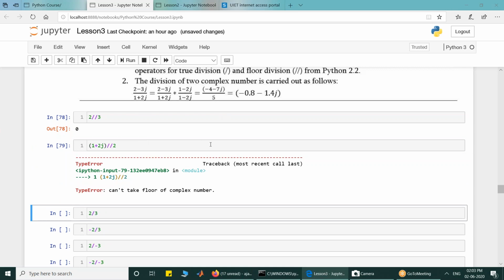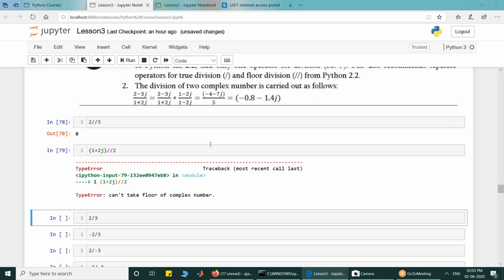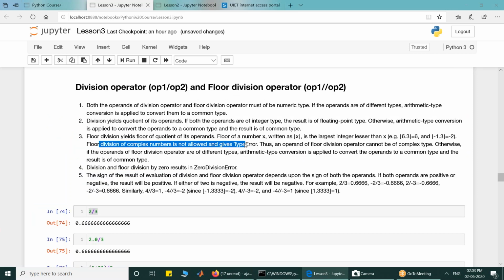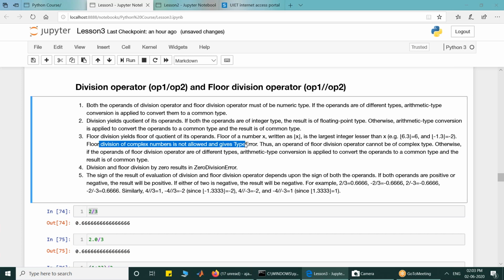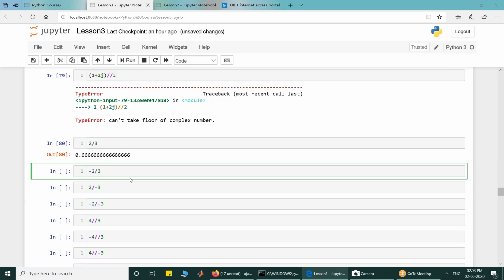So floor division does not work on complex numbers. So here is a rule that I have written. Floor division of complex numbers is not allowed, and it will give you a type error. So floor on complex is not allowed. So this we have already covered.